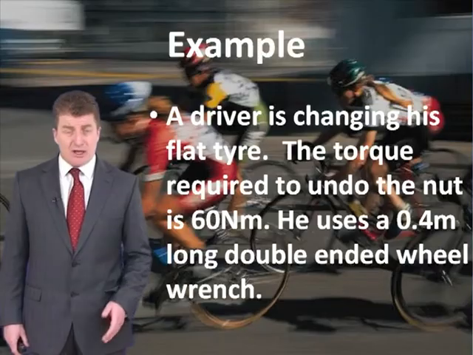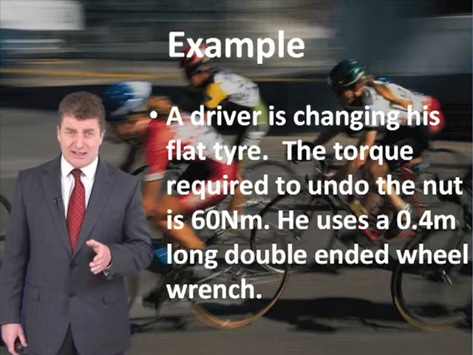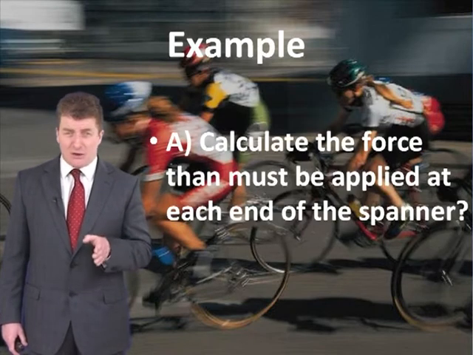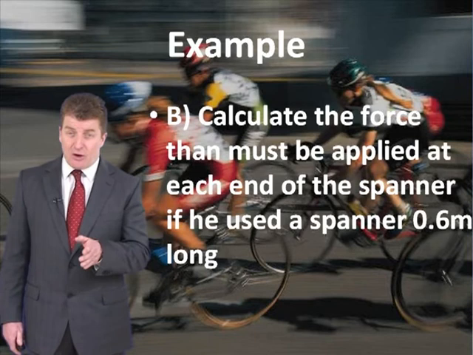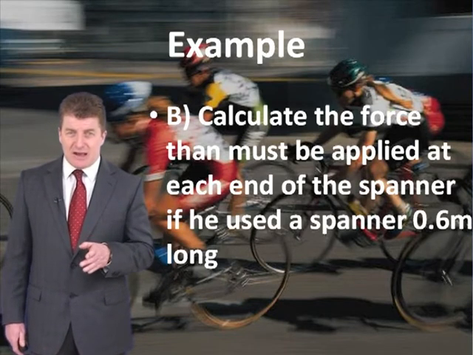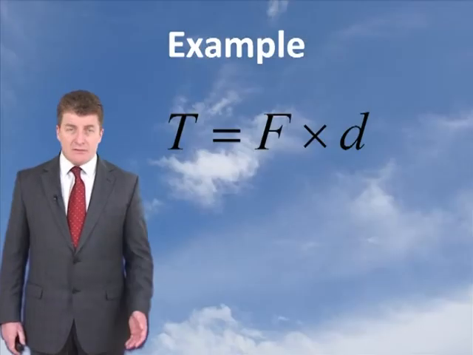Let's do another example. A driver is changing his flat tyre. The torque required to undo the nut is 60 newton metres. He uses the 0.4 metre long double-ended wheel wrench. Calculate the force that must be applied at each end of the spanner, and calculate the force that must be applied at each end of the spanner if he uses a spanner 0.6 metres long. Okay? How do you sort this out then?